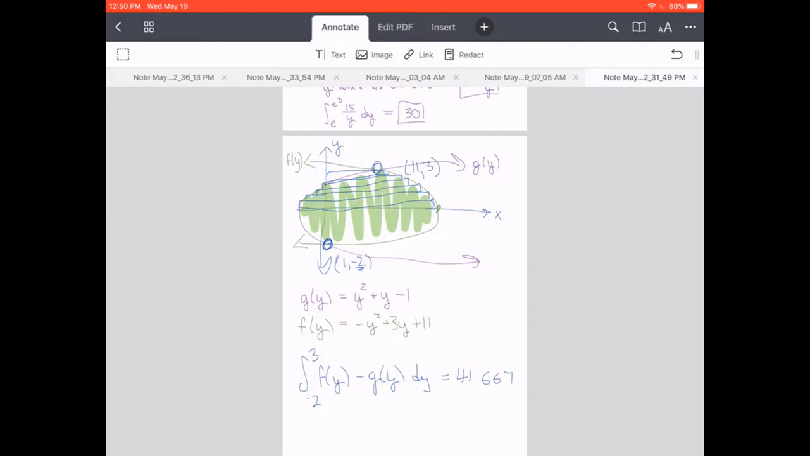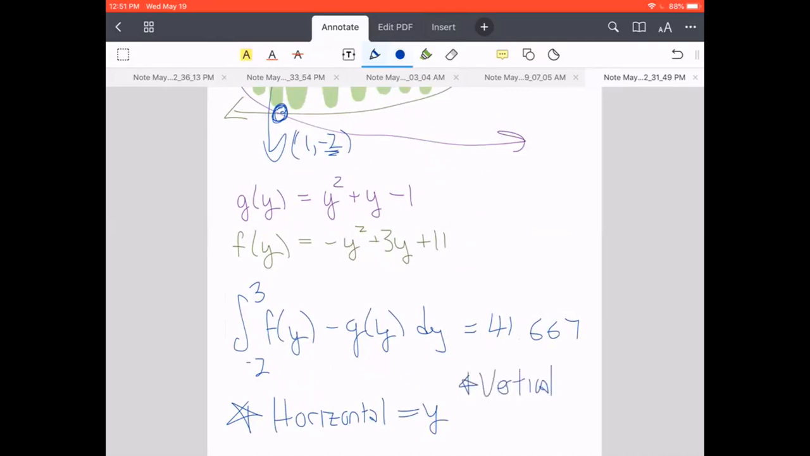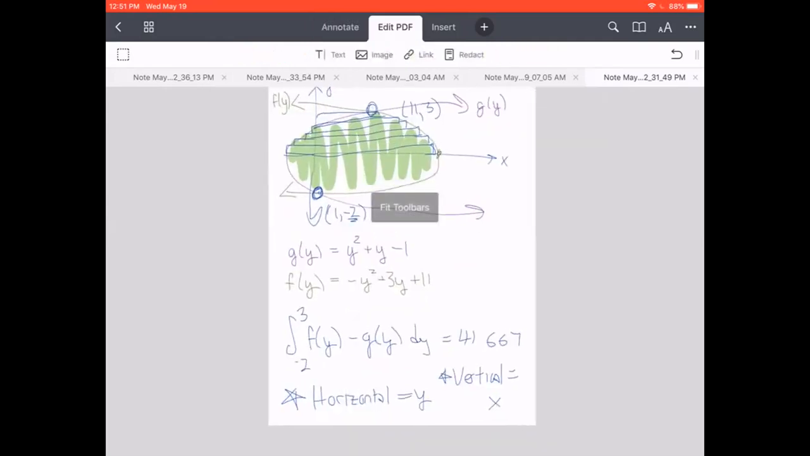Maybe I should write that down. So horizontal integral is y, vertical integral is x. That's the only time when they specify that you don't have a choice. So horizontal equals y and vertical equals x. Otherwise, almost all integrals, you can do it either way and you should end up with the same answer.